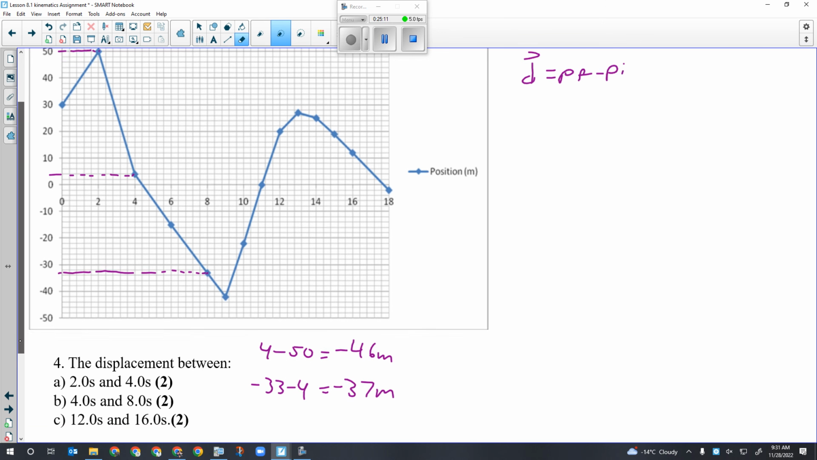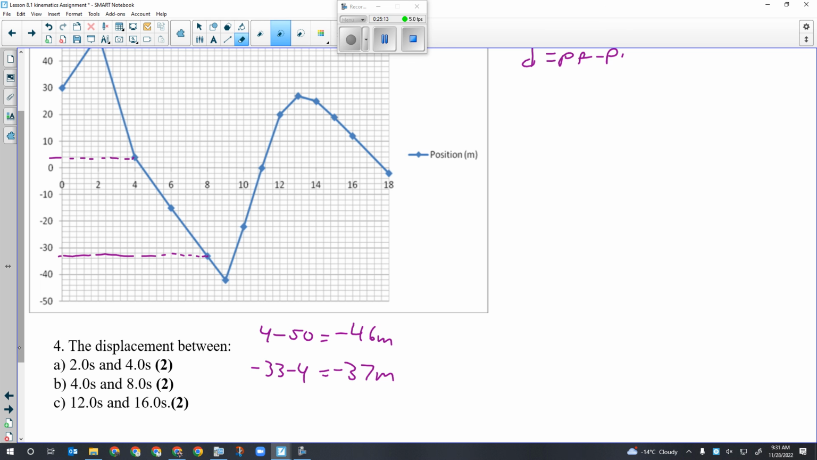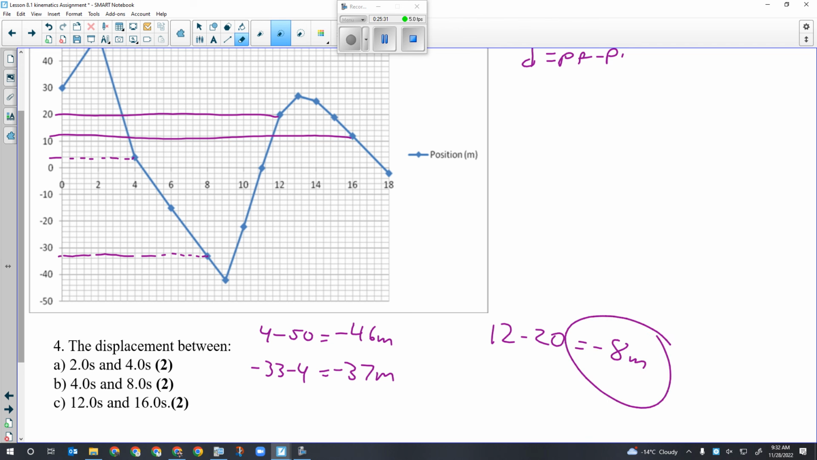Then between 12 and 16 seconds. So at time 12 seconds, position appears to be 20. At time 16 seconds, position appears to be 12. All right, so 12 minus 20, final position minus initial position, that should be negative 8 meters. Questions on any of those? All right.